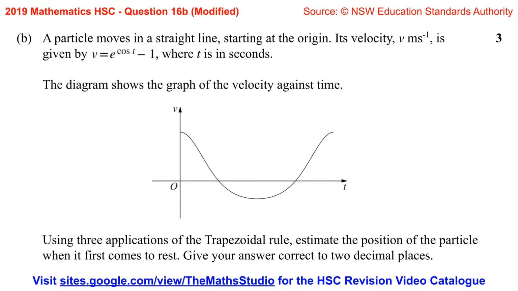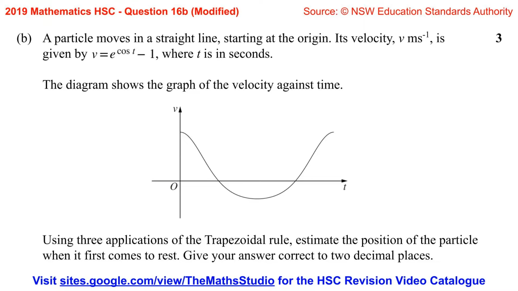Question 16b. Note that this question has been modified to comply with the current syllabus. A particle moves in a straight line starting at the origin. Its velocity, v meters per second, is given by v equals e to the power of cos t minus 1, where t is in seconds.